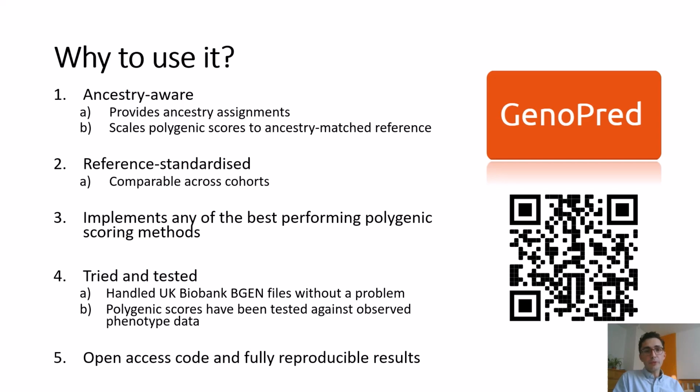Second, it provides reference standardized polygenic scores, which are scaled according to an ancestry matched reference and are independent of any target sample specific properties, which is useful for research and clinical prediction purposes. Third, it can efficiently implement any of the top performing polygenic scoring methods using a single line of code, saving time and reducing user error.